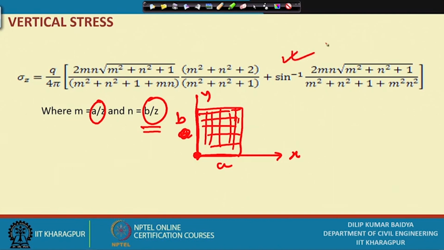So while calculating this, what do you have to do? Generally, our calculation is to find out the stress at 2 meter depth below the corner of the footing, suppose this is the question. Then what happens?